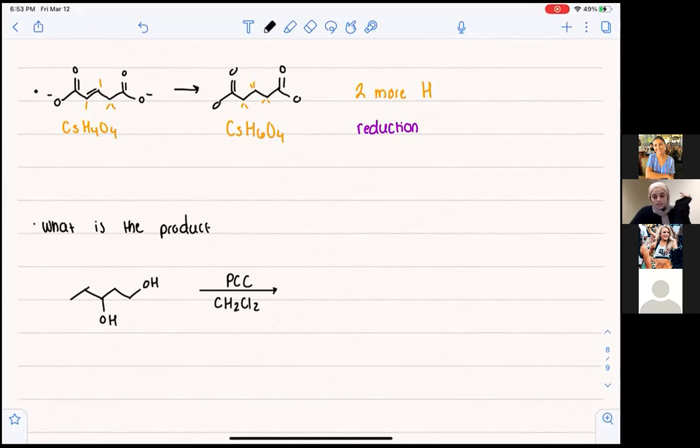Adding oxygens is oxidation. Adding H's is reduction. Adding a mixture of the two is going to be neither.